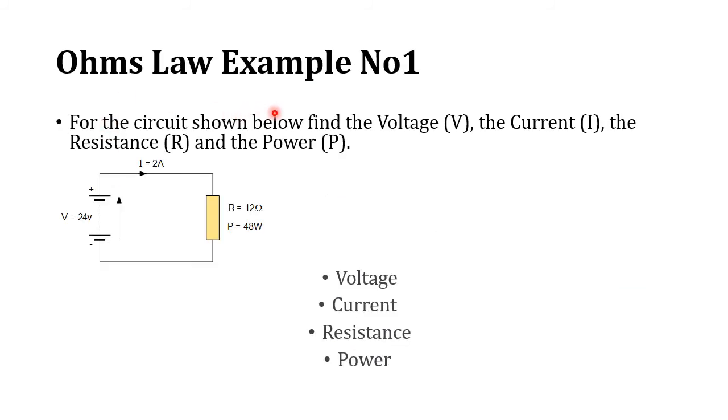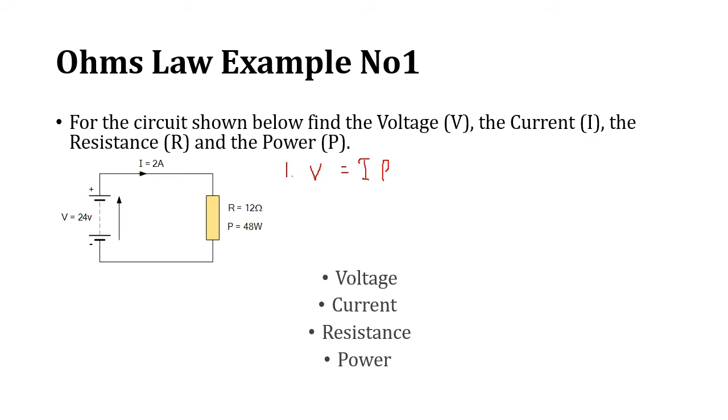Okay, let's move on to this Ohm's law example question. Here a circuit has been given. The question is, for the circuit shown below, find the voltage, the current, the resistance and the power. Okay, this is a very basic question. First, let's find the voltage. To find the voltage, V will be equal to I into R.